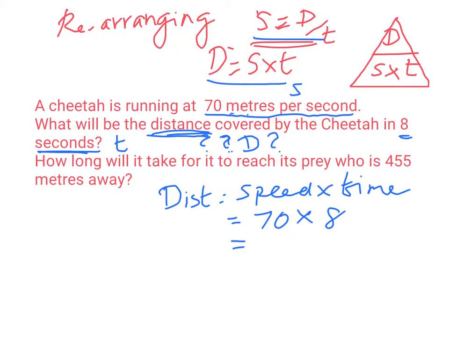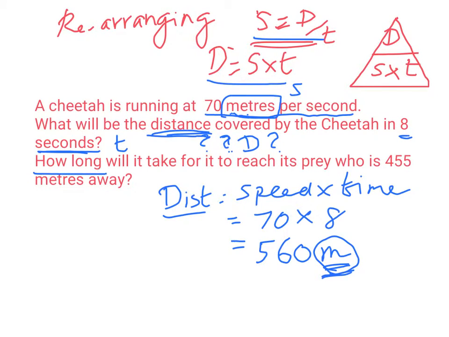So this is, so that's 560 meters. Now notice the unit here. Because we're working out the distance, it has to have a unit of meters, and that comes from the speed unit that's given here. This unit here should match with the unit that's given in the question paper. So make sure these units actually match.